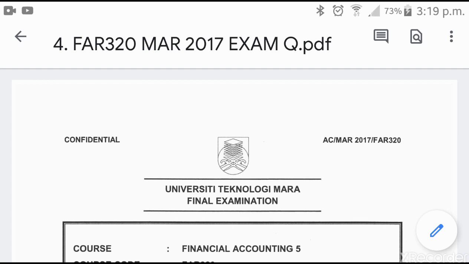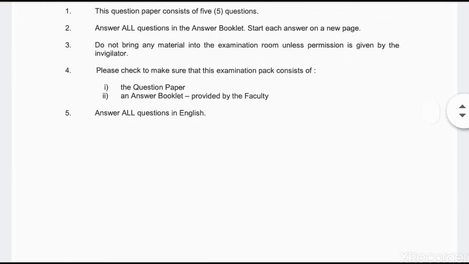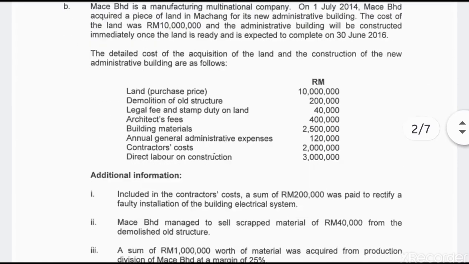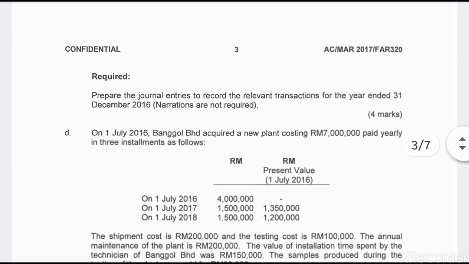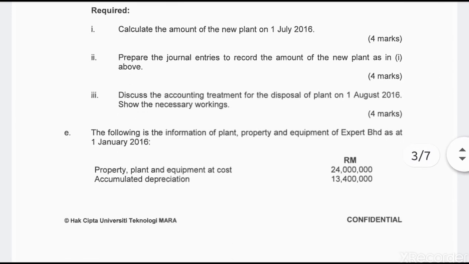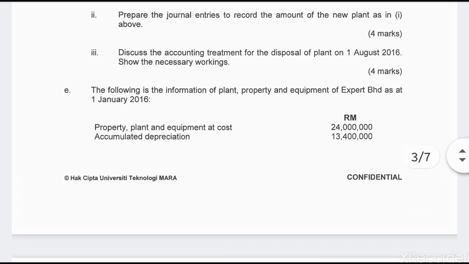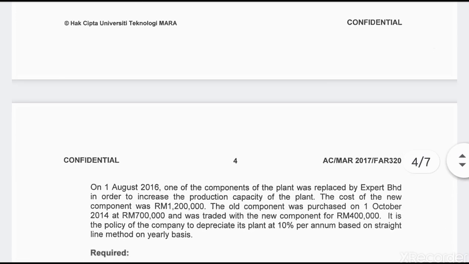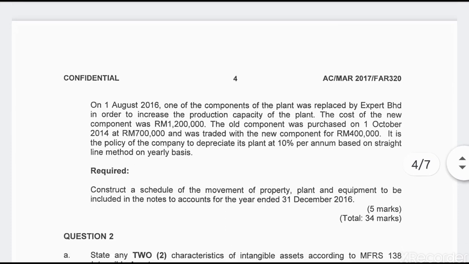As I promised in our previous video, we are going to continue with part E of question 1, March 2017 exam. Just a little bit of overview of that particular question. If you look at the question, I hope you have the past exam question with you. The requirement of the question is to construct a schedule of the movement of the PPE.